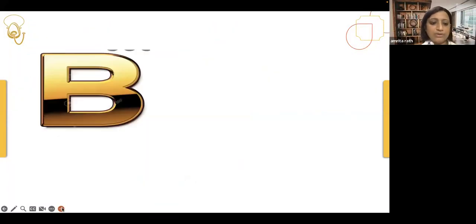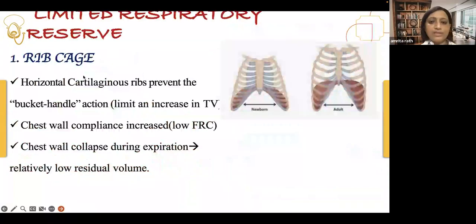So comes B for breathing. What happens, the rib cage. You can see in adults, we have a bucket handle shape. So they have a horizontal kind of rib cage, so it moves like this. This will limit the tidal volume. So their reserve is very less.